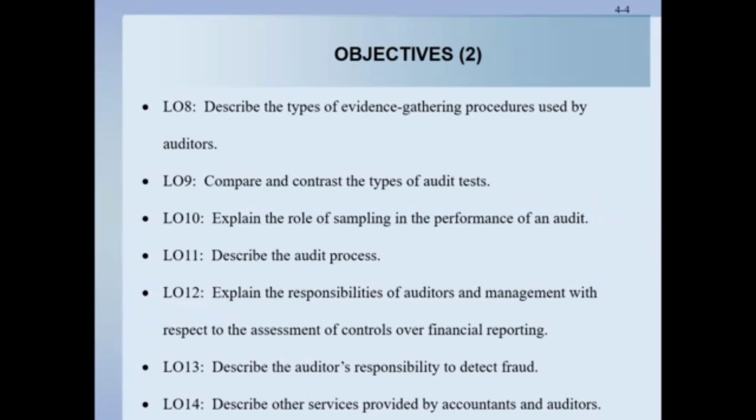12, explain the responsibilities of auditors and management with respect to the assessment of controls over financial reporting. 13, describe the auditor's responsibility to detect fraud. And 14, describe other services provided by accountants and auditors. I will say that this video will not discuss everything in the textbook. Therefore, it is your responsibility to read Chapter 4 for yourselves, okay?